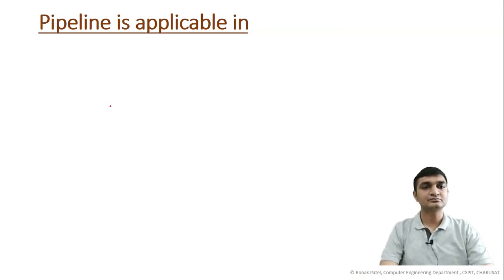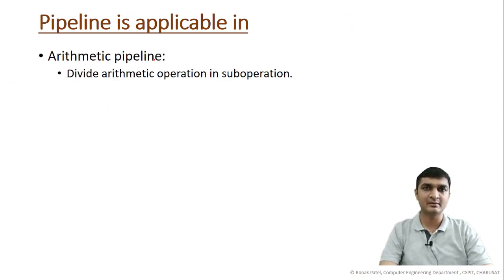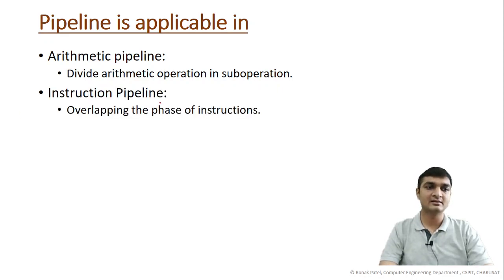Okay, so pipeline is applicable in arithmetic pipeline, where you can divide the arithmetic operation into sub operations. The example we have seen, the whole arithmetic operation we divided into sub operations. So arithmetic pipeline is possible. And the next is instruction pipeline, that is also possible. In instruction pipeline, we overlap the phases of an instruction.